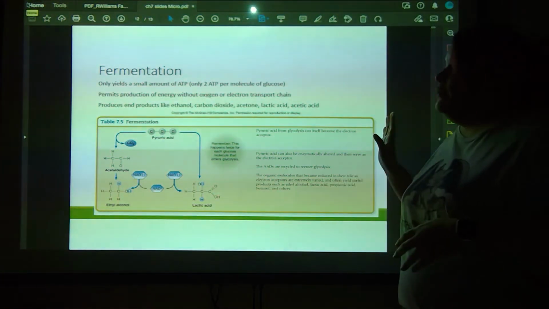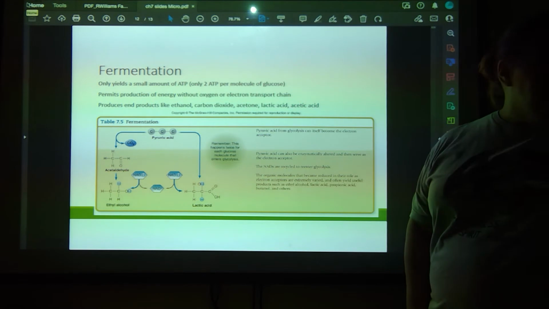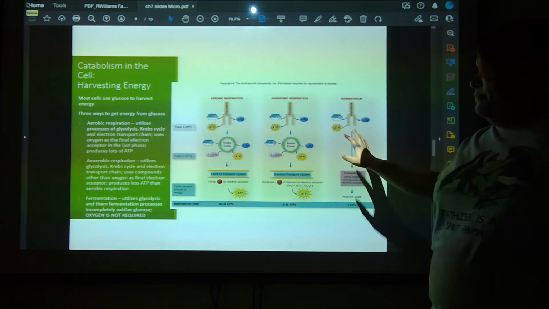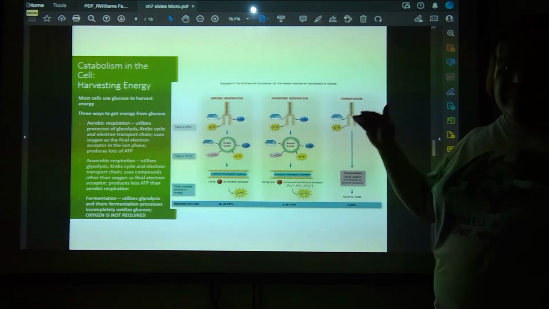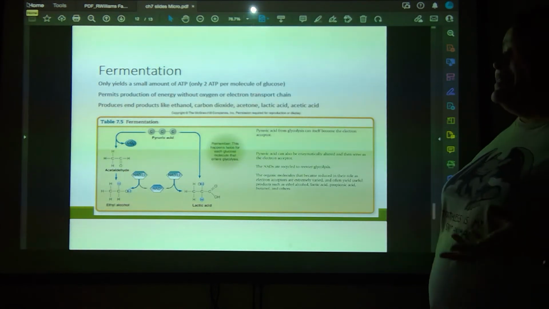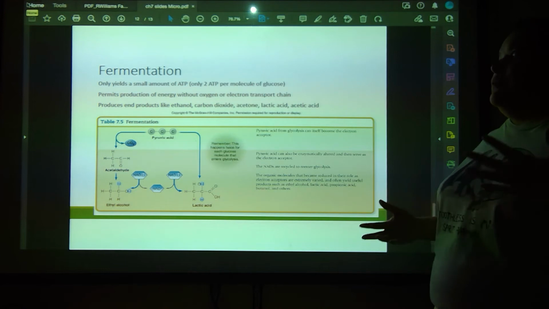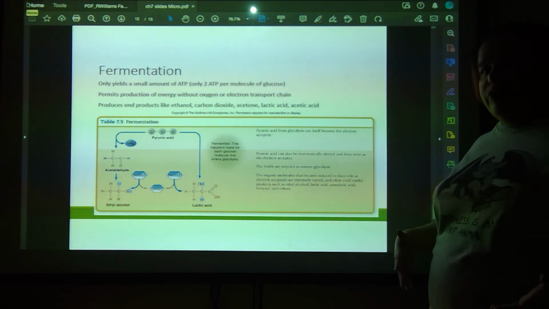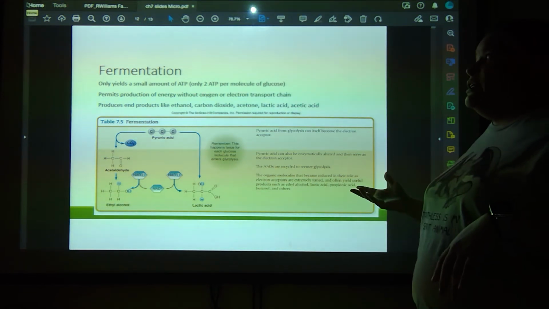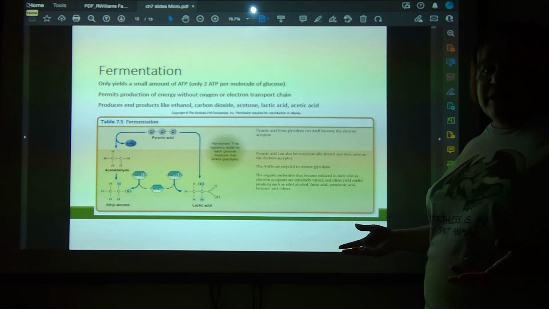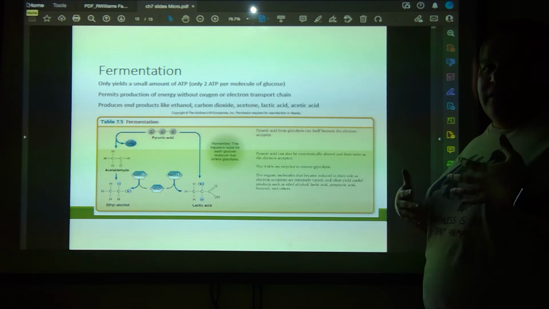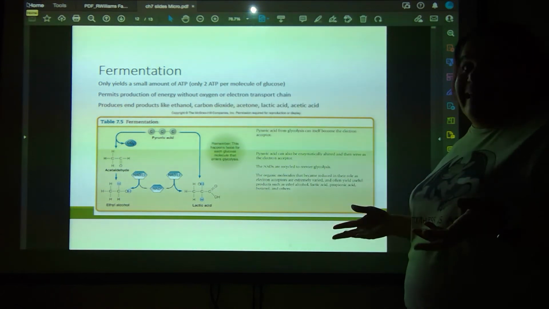All right. So let's talk fermentation. Going back, fermentation is very different than the other two because it's not as many steps. In fermentation, you only get a small amount of ATP, only 2 ATP per glucose instead of 36 to 38. It permits the production of energy without oxygen or the electron transport chain. So it does have the benefit that I don't really need an acceptor at the end.